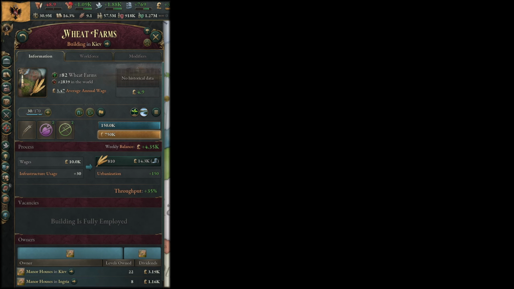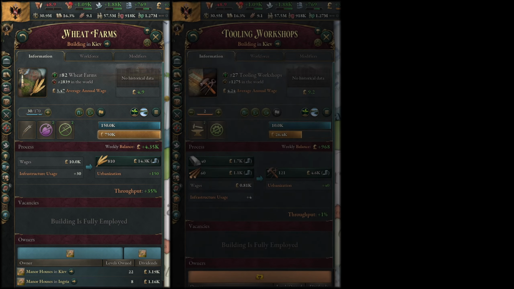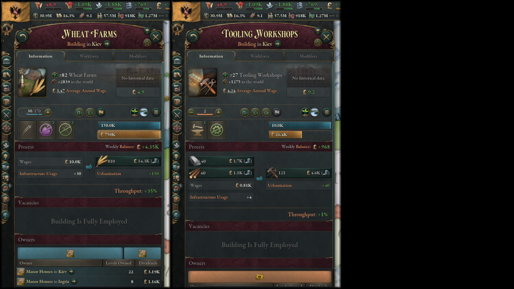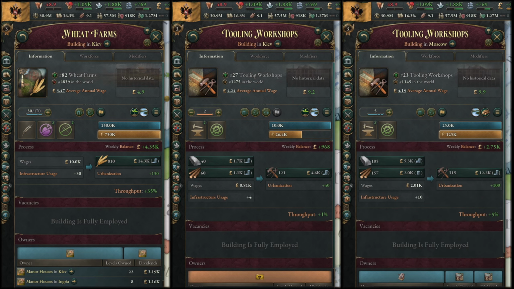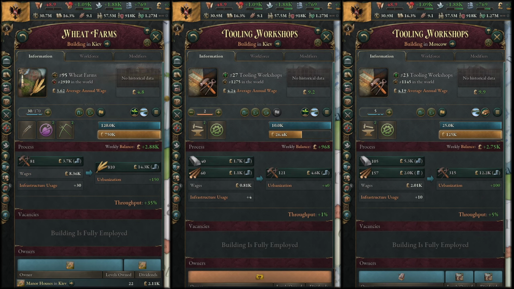On the left is the wheat farm, which makes 4,350 pounds profit. In the middle is a tooling workshop in Kiev, which makes 986 pounds profit. On the right is a tooling workshop from Moscow with 2,750 pounds profit. Let's activate the labor saving production method and wait a bit. The wheat farm is down to 2,000 pounds profit and is slightly using the cash reserve. So the prediction of 2,500 pounds was correct.